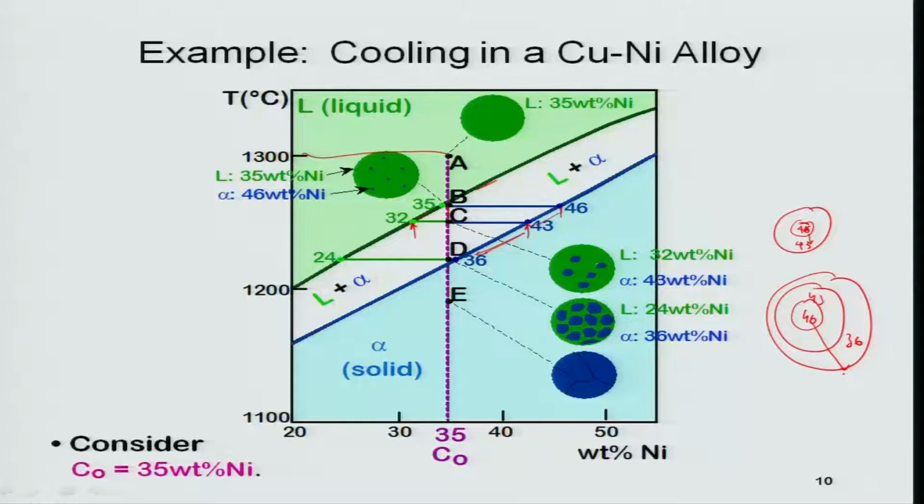So that is why the solid which forms under non-equilibrium conditions will have this compositional gradient, and this compositional gradient will create a further problem. What is the problem it will create? Because there is a compositional gradient, the solid will be of non-uniform composition from center to the periphery, and because of non-uniform composition, properties will be non-uniform, and this is not good.